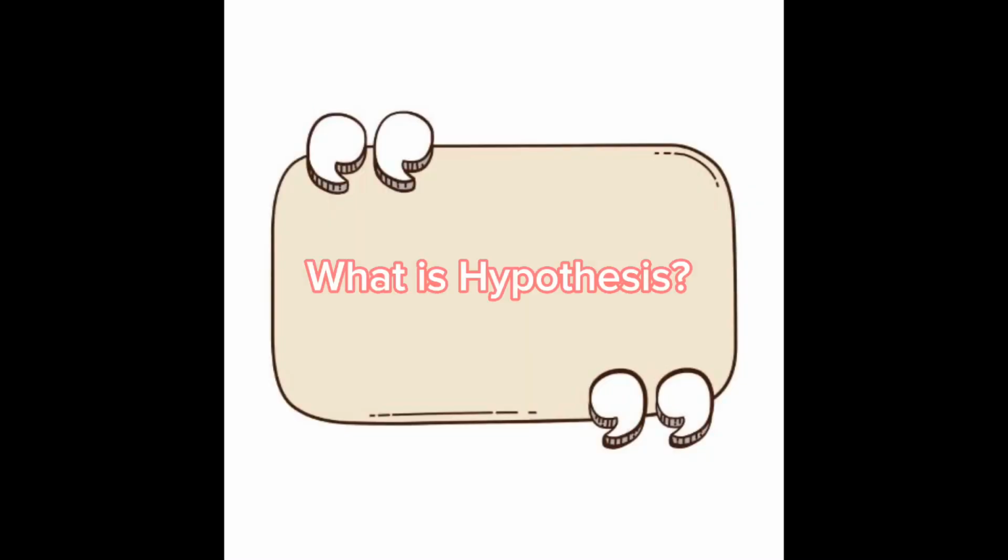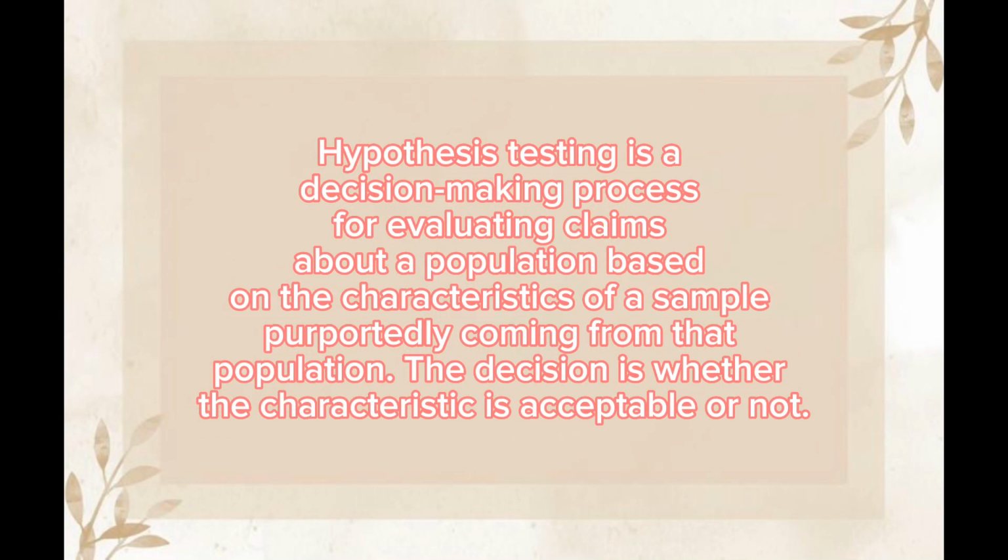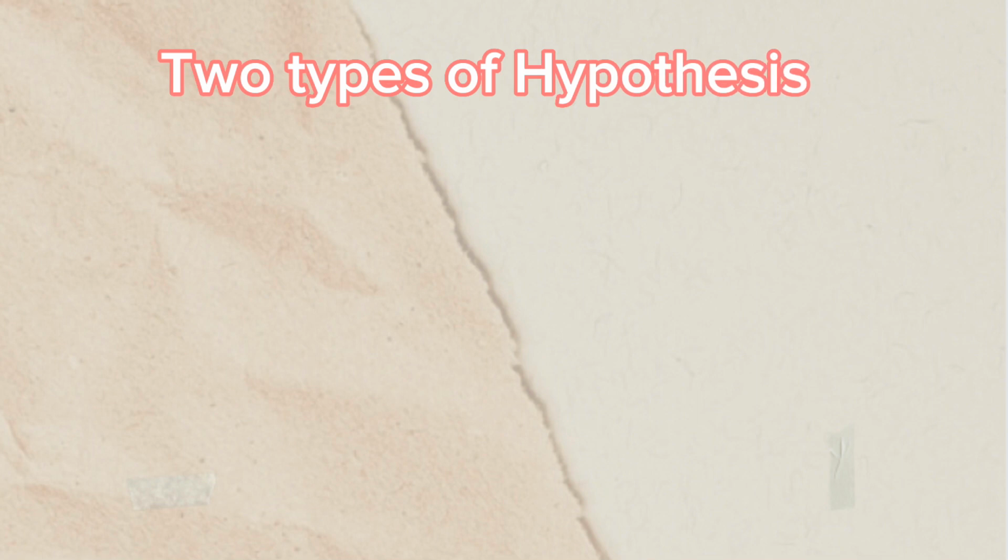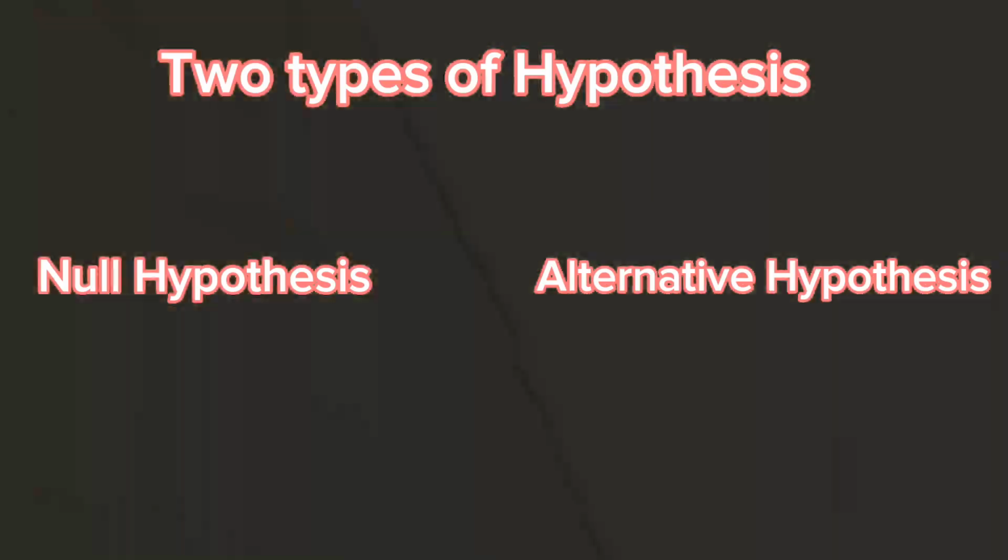What is hypothesis? Hypothesis testing is a decision-making process for evaluating claims about a population based on the characteristics of a sample purportedly coming from that population. The decision is whether the characteristic is acceptable or not. There are two types of hypothesis: the null hypothesis and the alternative hypothesis.